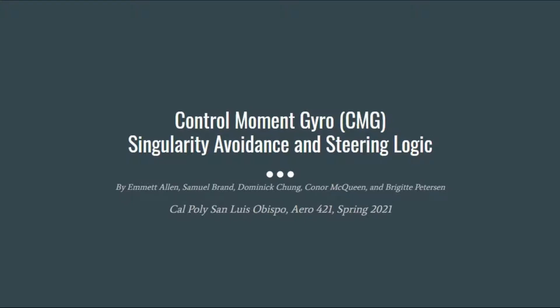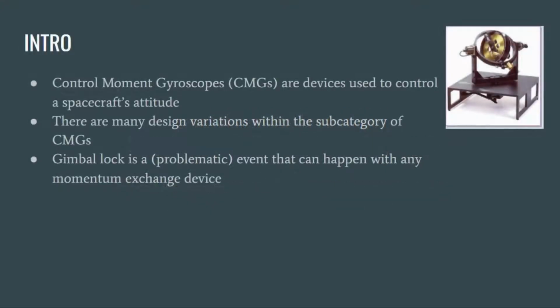So moving on to the first slide, just to get a quick introduction, control moment gyroscopes, also known as CMGs, are devices used to control a spacecraft's attitude, similar to other momentum exchange devices such as the reaction wheel. Within the subcategory of CMGs, there exist their own design variations. And with devices like these, a problem to look out for is gimbal lock. This is an event that can happen with any of the aforementioned devices.